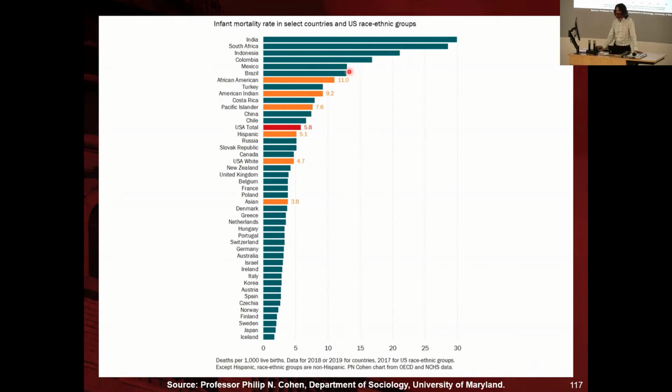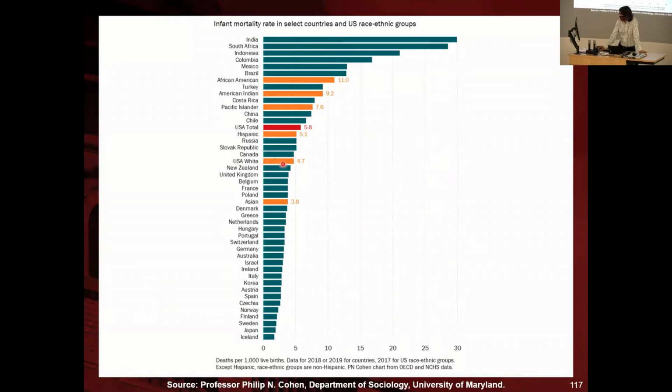Colombia, Mexico, and Brazil. And around that same level, you have African Americans. So 11 deaths of African American babies before they reach age 1 for every 1,000 live births of African Americans, according to data from 2018 and 19. American Indians also around the same levels, and then Pacific Islanders get better levels and more similar to the levels in China and Chile. The Hispanic population in the US have overall the same similar infant mortality levels as the US population as a whole, and around the same as Russia, the Slovak Republic, and Canada.